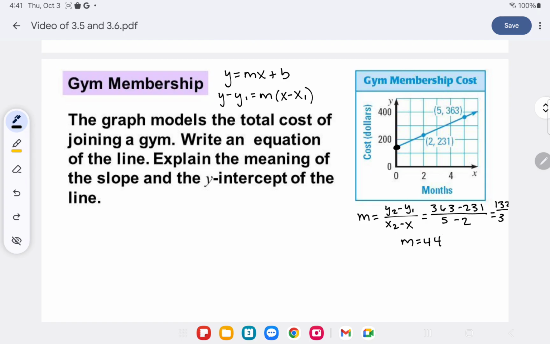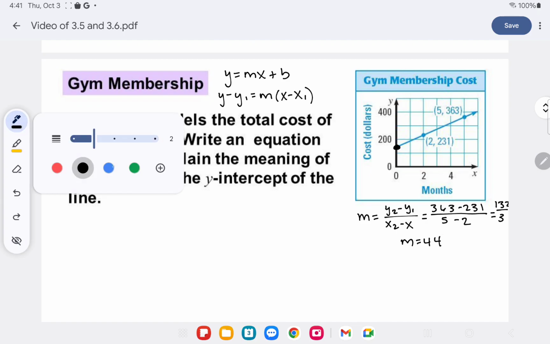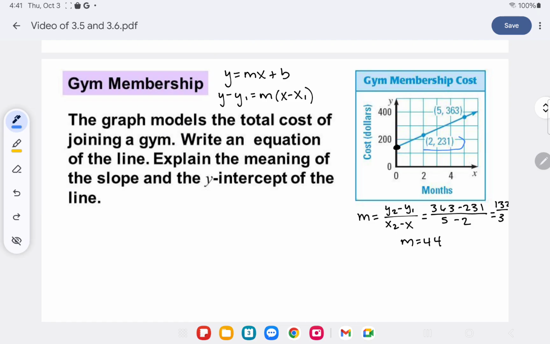That's our slope. Now I'm going to choose one of those points to use to write the equation of our line into point-slope form. So y minus 231 equals m, which is 44, times x minus 2. I could have also used the point (5, 363). I'm going to go ahead and rewrite this equation so that it is written in slope-intercept form.